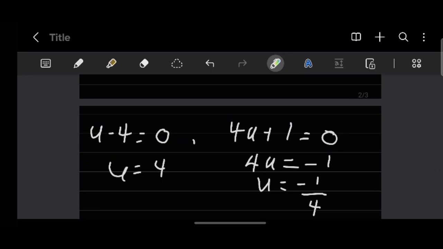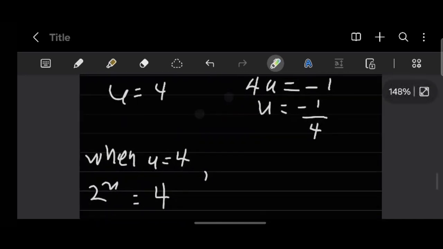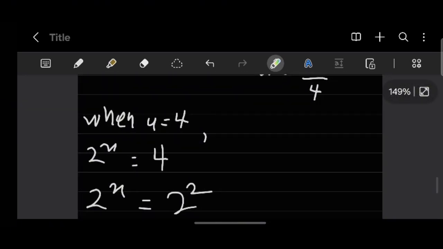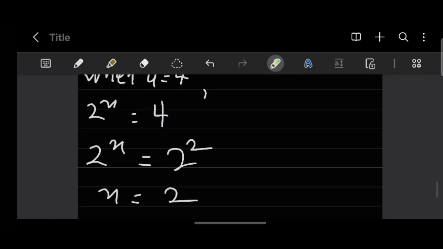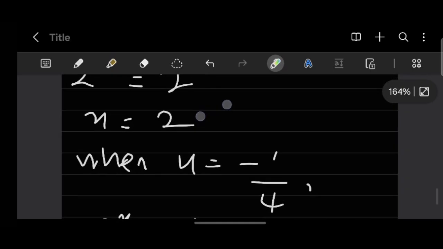And then the first bracket, u minus 4 equals to 0, so u equals to 4. And then the second bracket, 4u plus 1 equals to 0, so 4u equals to negative 1, u equals to negative 1 over 4. And then, when u equals to 4, 2 power x is equal to 4. 2 power x is equals to 2 power 2. x is equals to 2.